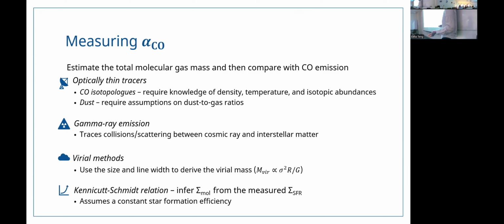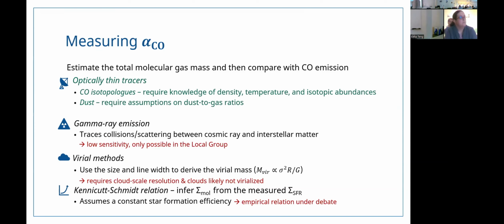Or we can also rely on some assumptions. For example, we can assume that all molecular clouds are under virial balance so that we could use the measured cloud size and line width to derive the virial mass. Or some people may assume that star formation efficiency is constant, as suggested by the Kennicutt-Schmidt relation, so that we could infer the cloud mass from the measured star formation rates. But all these methods have their limitations.